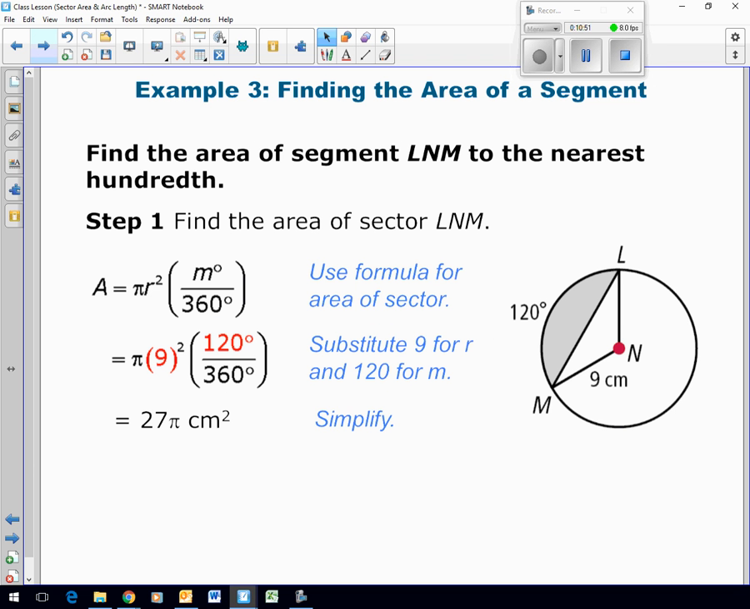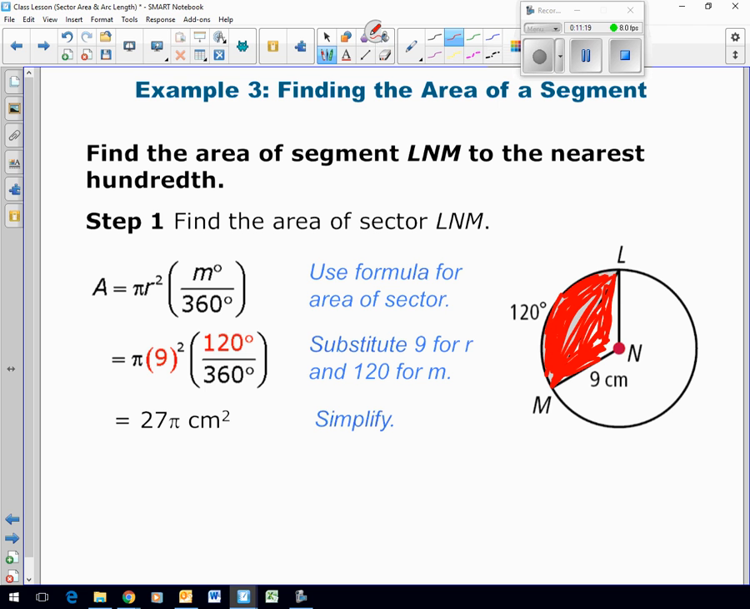Check out this one. It says find the area of the segment LM to the nearest hundredth. So here's what it's asking for. It wants you to find the area of this shaded part. Here's how we do it. We first find the area of all the stuff in red. All the stuff in red is your sector.